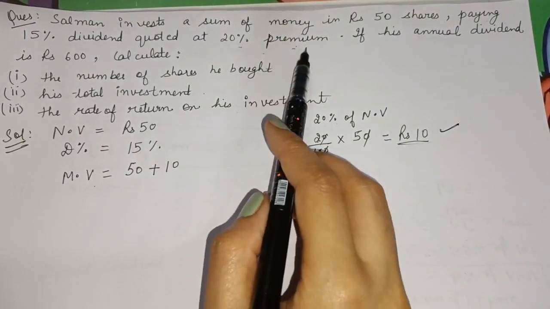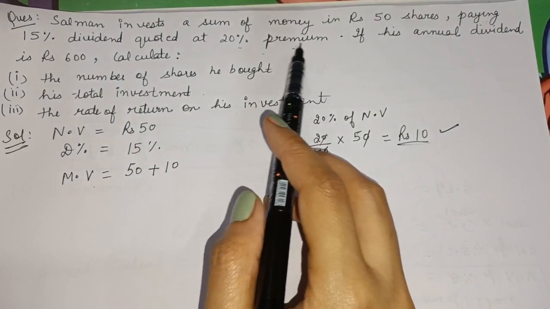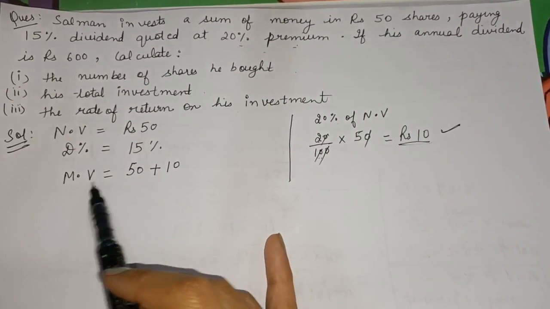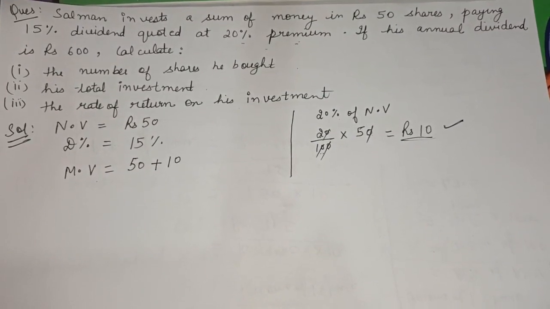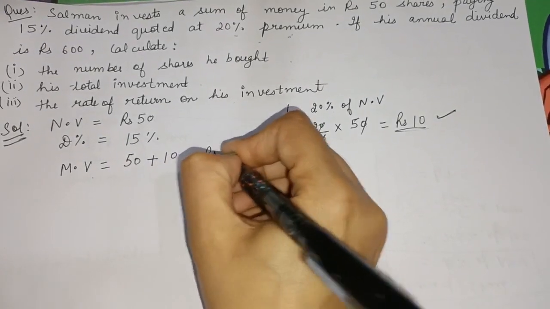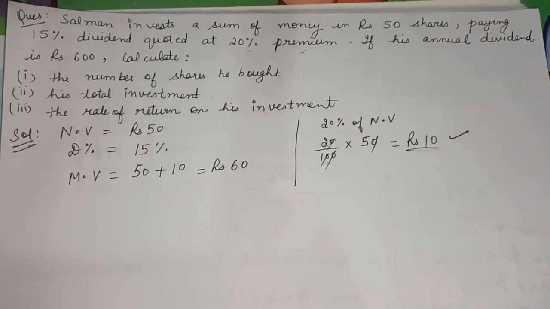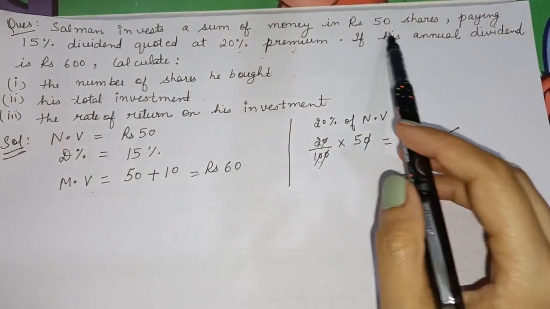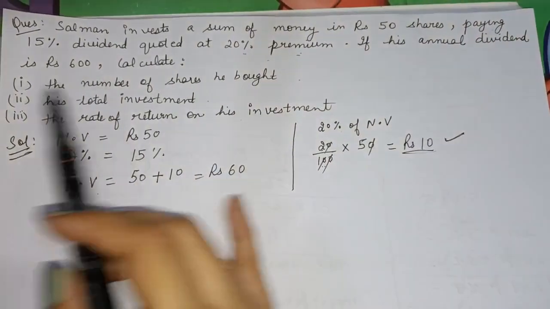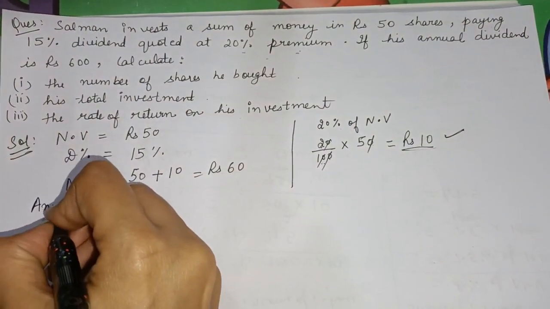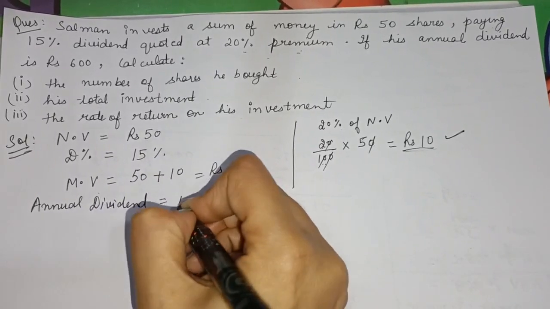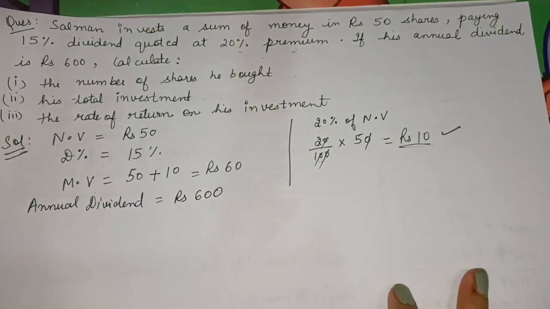And premium means above par, which we have already discussed. So whenever you see this word premium, we have to do addition to find market value. So 50 plus 10 is equal to 60. So market value is 60 rupees. It was not given to us directly; we found it like this. So everything we have written. Annual dividend means annual income, so annual dividend is given to us. That also I'll write. It's equal to rupees 600.